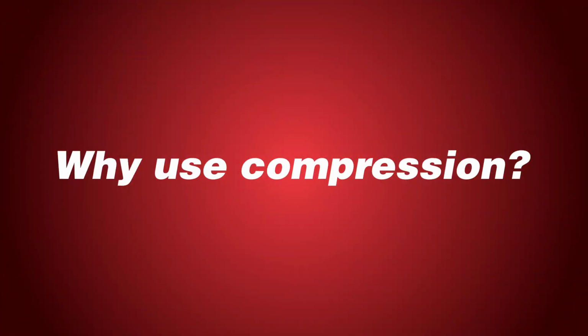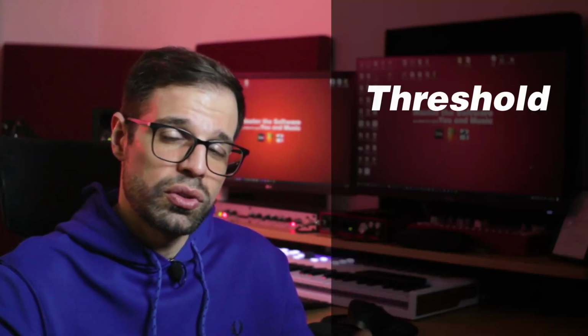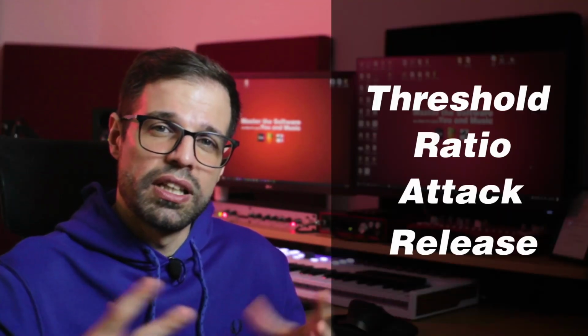So why use compression? A common reason is to attenuate the loud peaks of a track. A good example is a vocal. A singer can have a large dynamic range while recording, and a compressor can help control it, making the hearing experience sound more pleasant. Let's talk about the 4 most common parameters in a compressor. They are threshold, ratio, attack, and release.